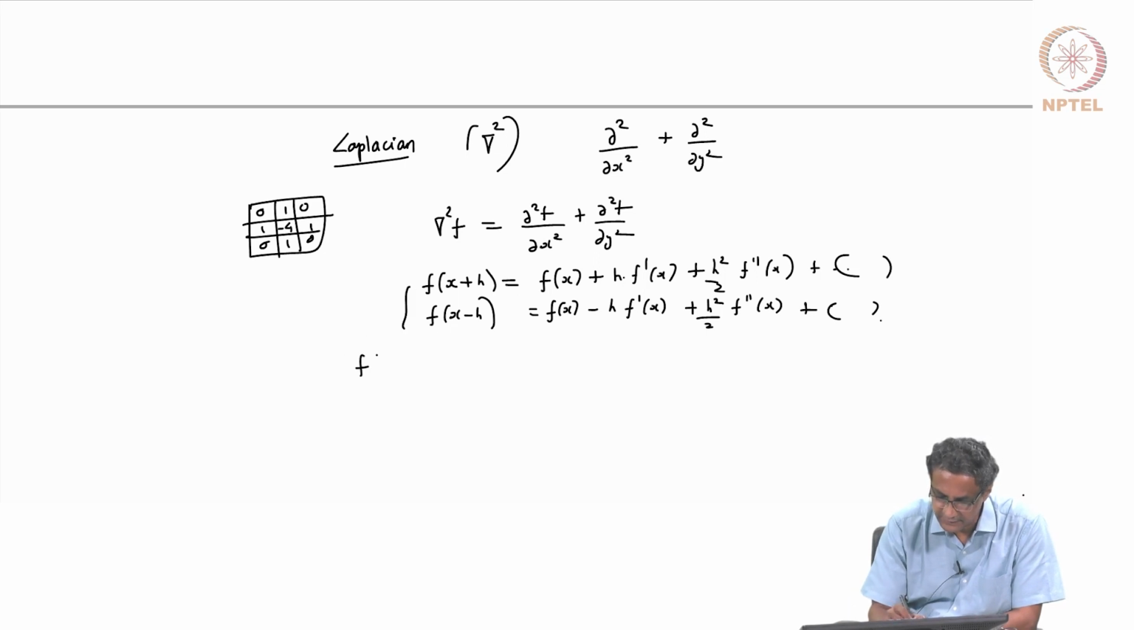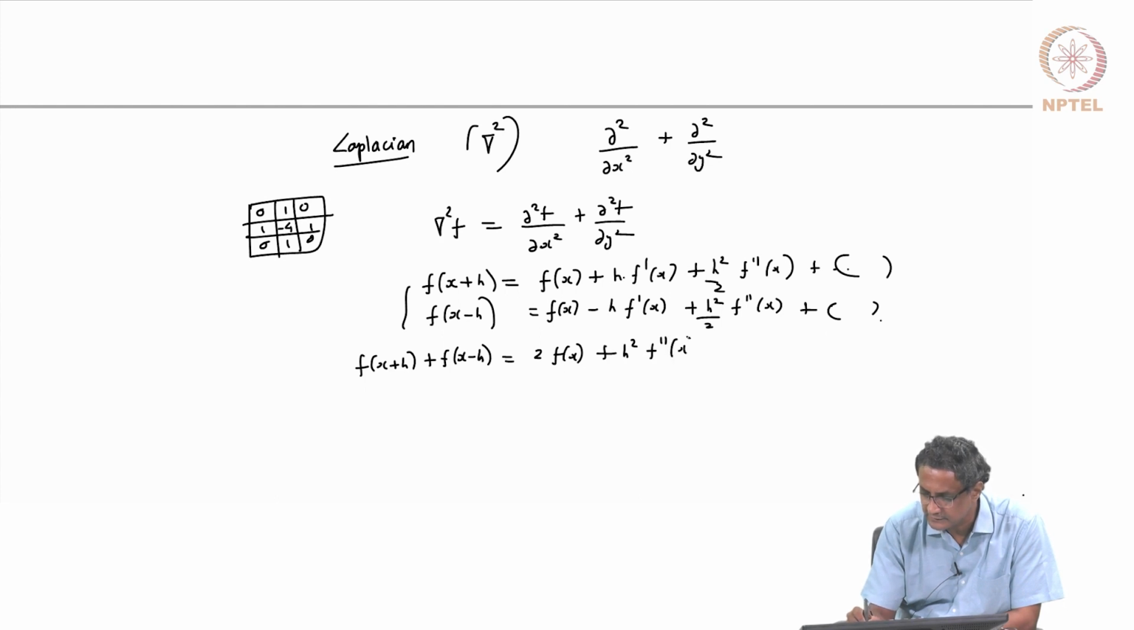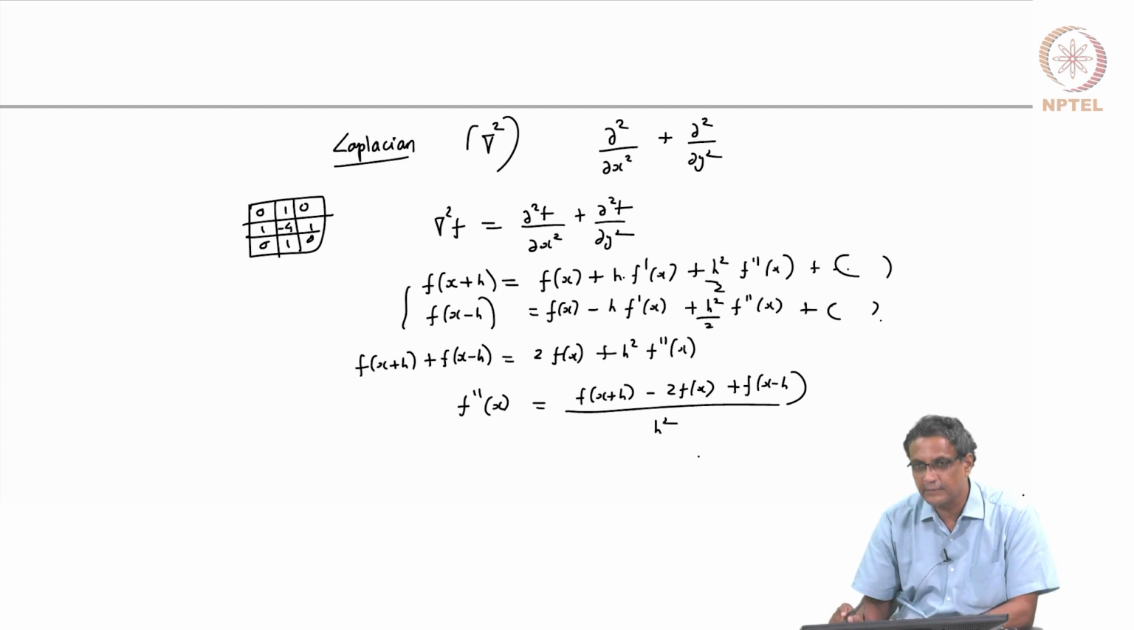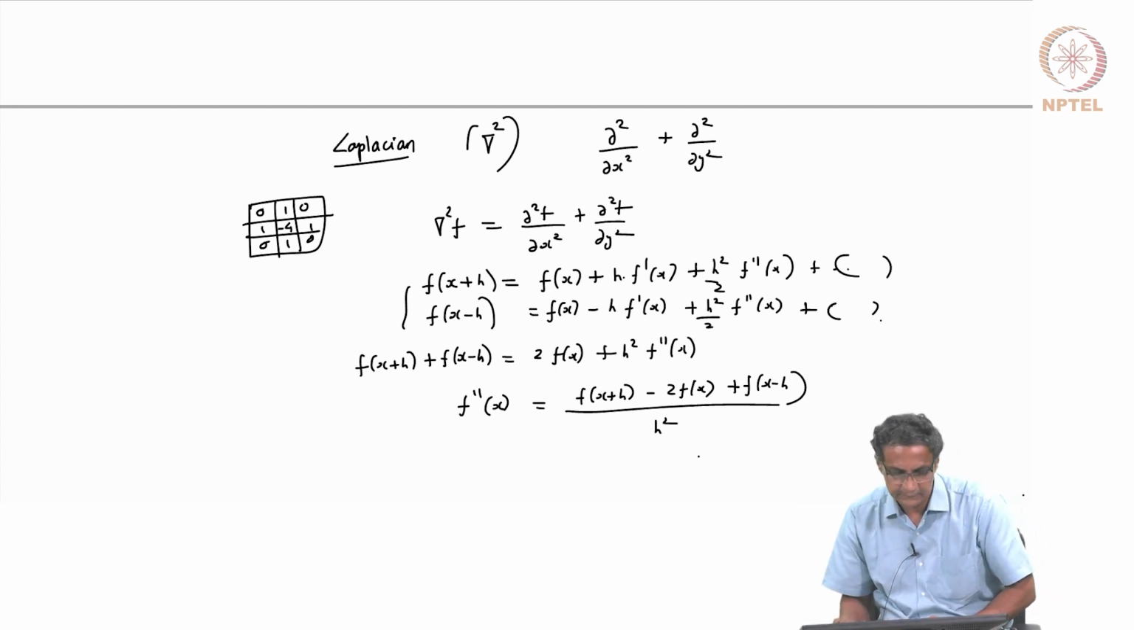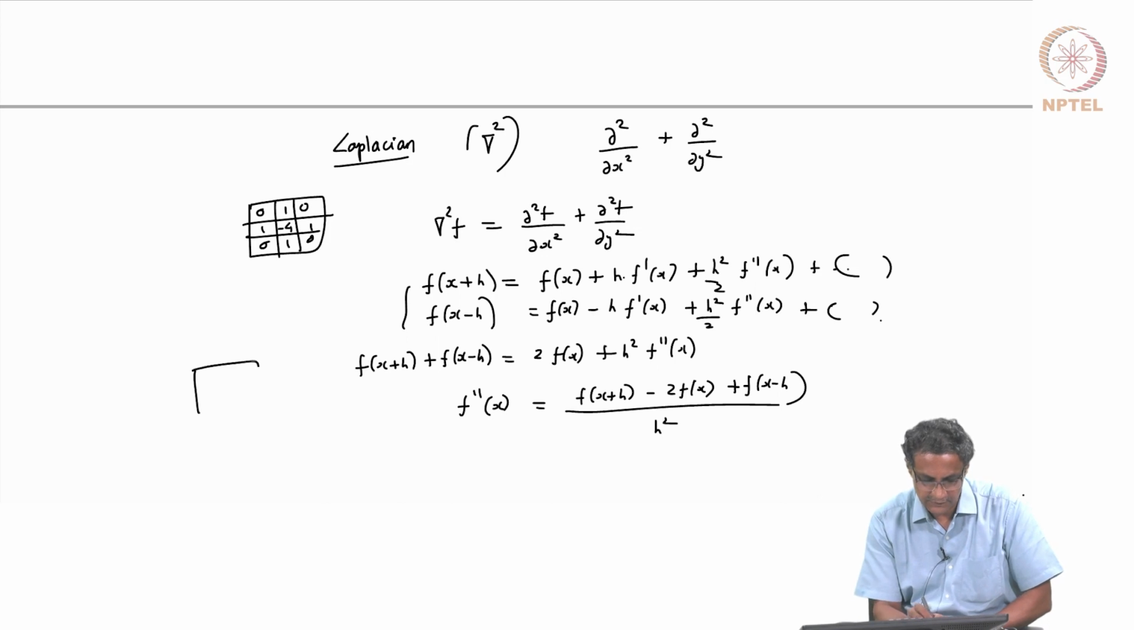If you simply add these two, you will get f of x plus h plus f of x minus h equal to 2 f of x plus h square f double dash of x. In a sense, the approximation for f double dash of x is f of x plus h minus 2 f of x plus f of x minus h, by h square. And a discrete approximation, if you take h to be 1, when you want a horizontal kernel, then you're looking at 1 minus 2 1, all else 0.